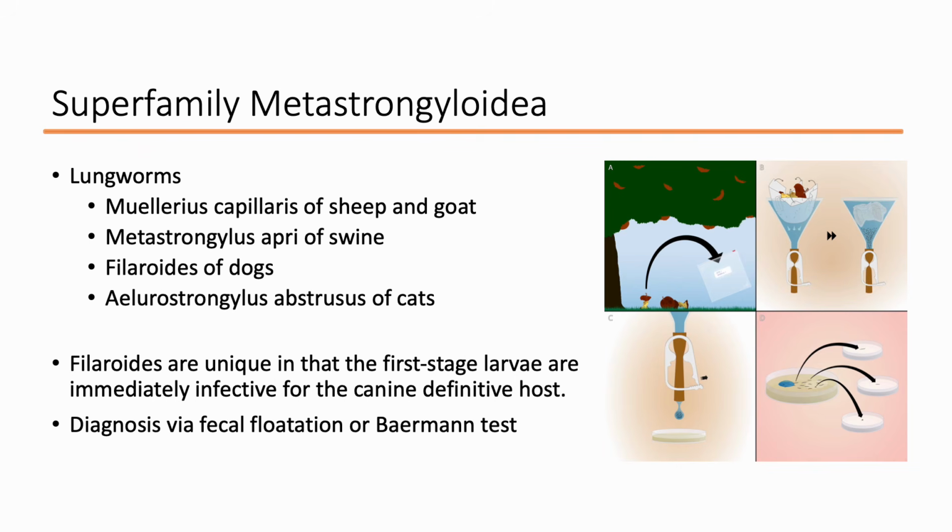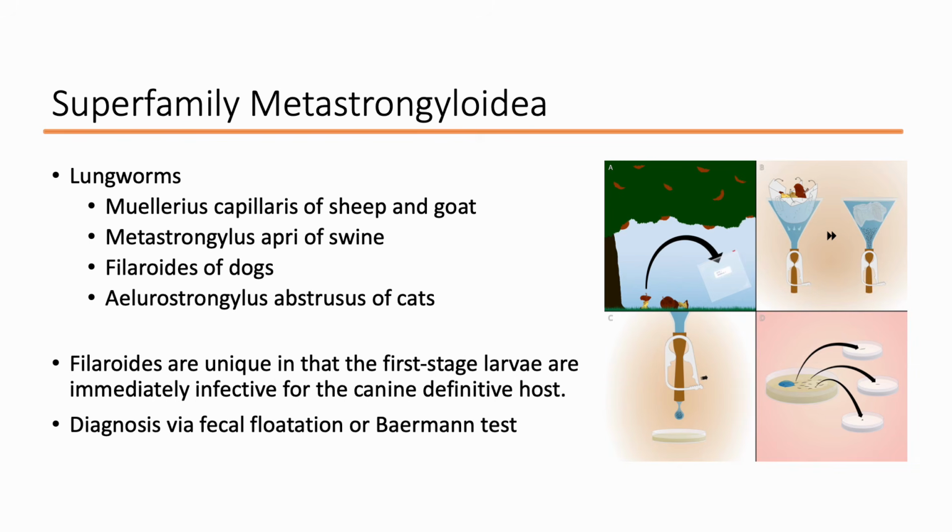But the Filaroides are unique because their first stage larvae are immediately infective. And what this means is there's no real period of development that's required outside of the host. So for a lot of the other nematodes, the animal will poop out the eggs, embryonate and hatch into larvae in the yard. And so there's a time period between when the animal poops and when the larva is infective. But that's not the case for Filaroides. They're infective really, really soon after being deposited in the environment.